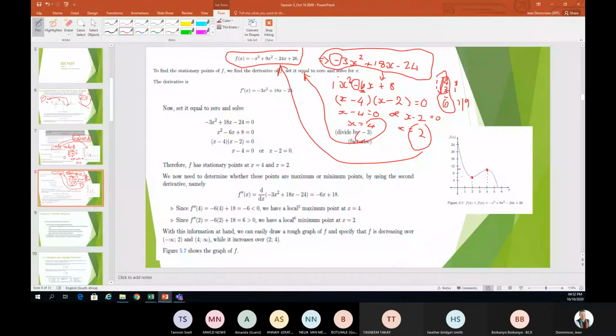So again, nearly the same principle. To get the turning points, you need to differentiate, then solve x, use x to put back into your original formula, and then you can get the y value as well. Okay, questions on that?